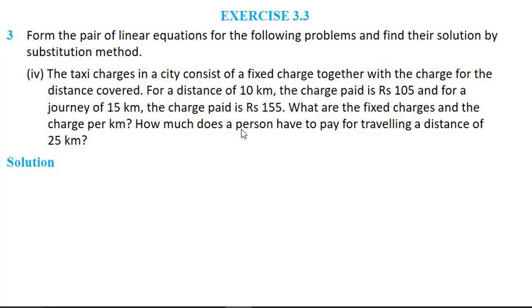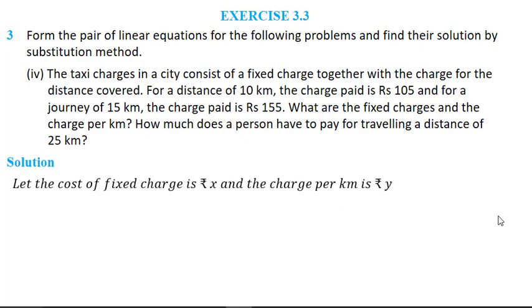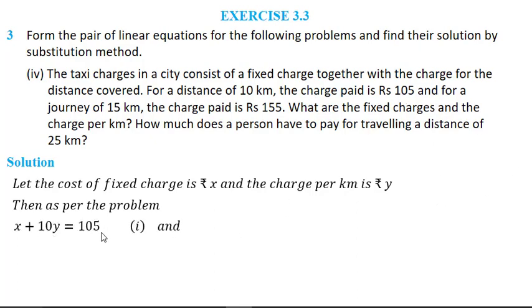So let us consider the fixed charge be x and the variable charge be y per kilometer, okay. Then as per the first problem, for a distance of 10 km we are paying rupees 105. So x plus 10y is 105, and from the second condition, for a journey of 15 km, that is x plus 15y equal to 155. Now I have these two equations, I can find the value of x and y.